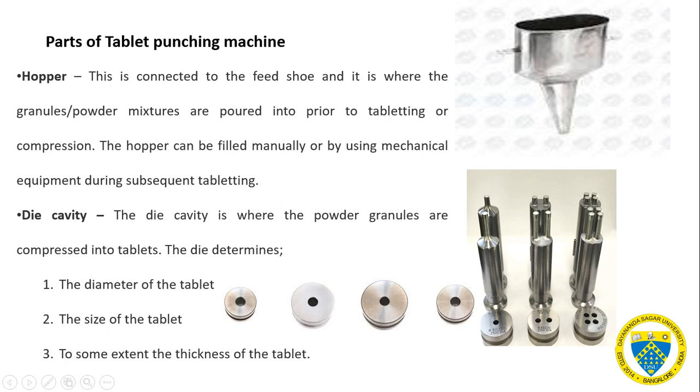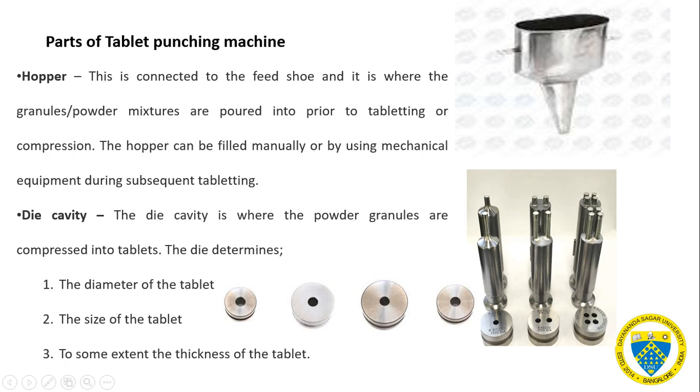So these are the die along with the cavities. The cavity present inside the die we call the die cavity, into which the granules from the hopper are placed through the feed frame. So what happens here? Here the size of the tablet can be determined, the diameter of the tablet can be determined, and the thickness of the tablet can also be determined.